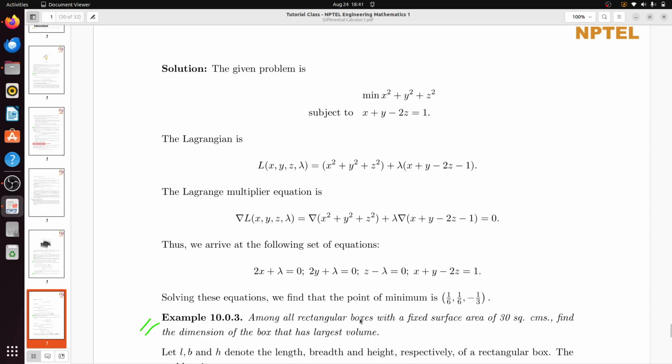Okay. Now there is one problem. Among all rectangular boxes with a fixed surface area of 30 square centimeters, find the dimensions of the box that has the largest volume. Try to solve it.